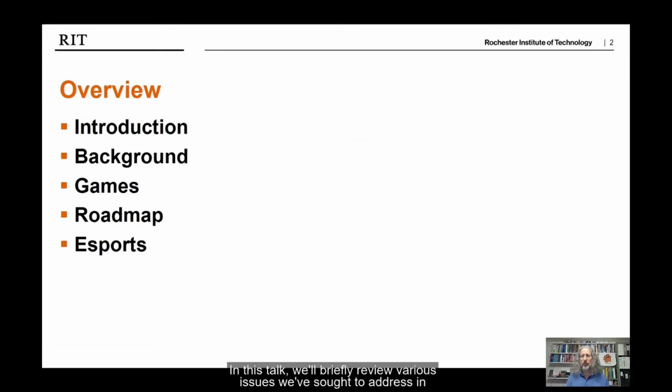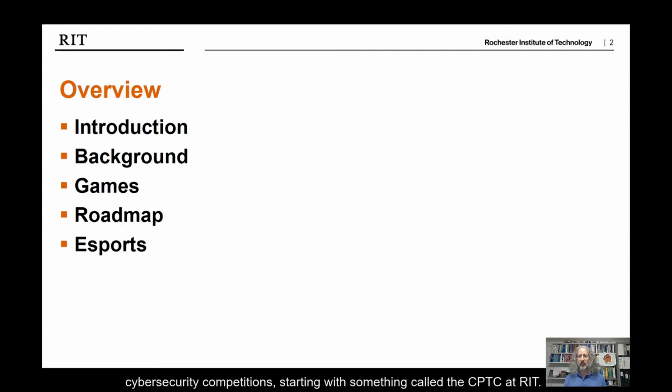In this talk, we'll briefly review various issues we've sought to address in cybersecurity competitions, starting with something called the CPTC at RIT. The CPTC shares a common problem seen in other competitions, needing improved visuals, and in many cases, any visuals. We're using this talk to expand on the paper with respect to games, and we'll follow with some examples of past and current work.